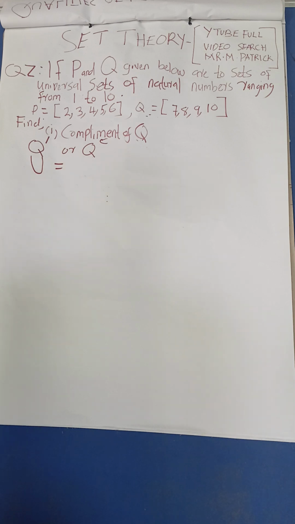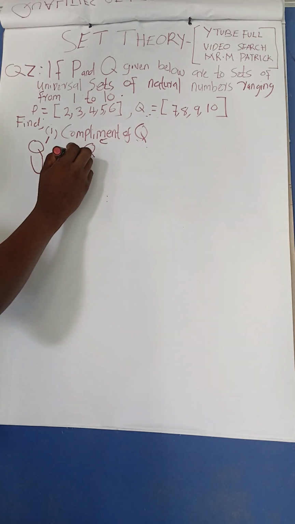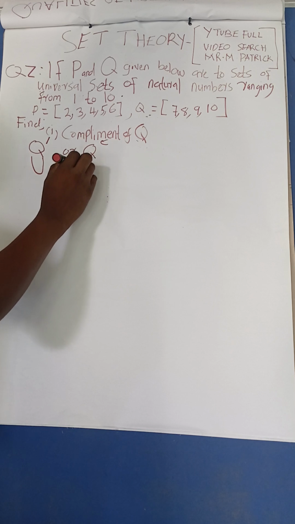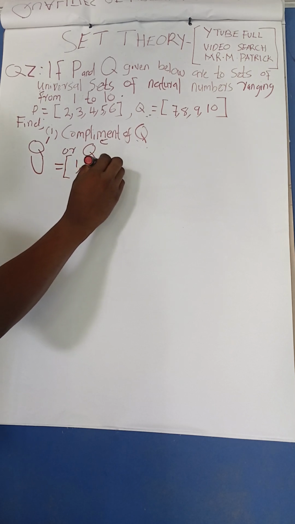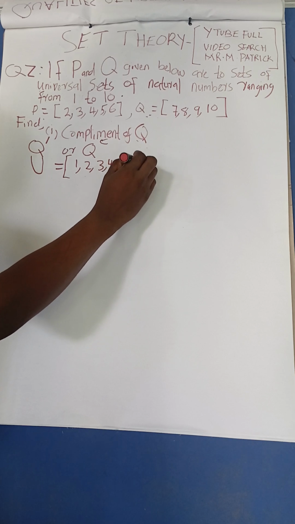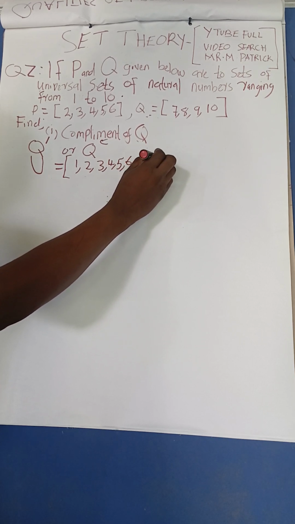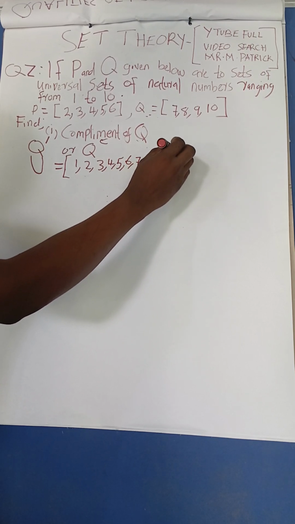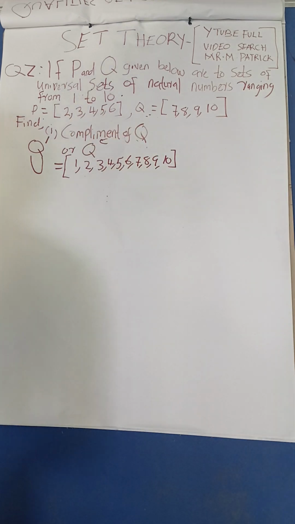So I'll go ahead and write my universal set. My universal set will be 1 to 10. So you write 1, 2, 3, 4, 5, 6, 7, 8, 9, 10. So this is our universal set.